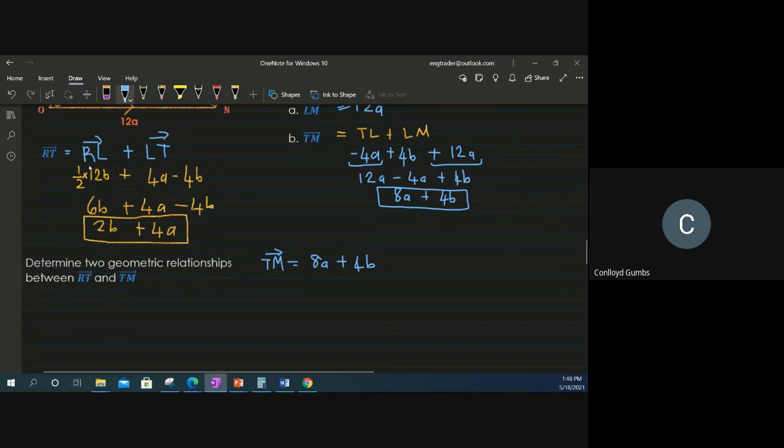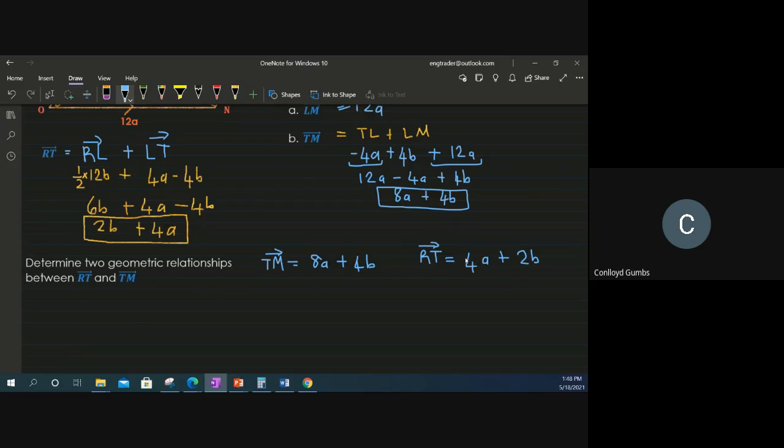And now RT: I want to write RT in the same form. When I say the same form, notice how I have TM here as 8A plus 4B, and RT as 2B and then 4A. Since I want it to look like this, I have to write the A first, so it has to be 4A first, plus 2B.